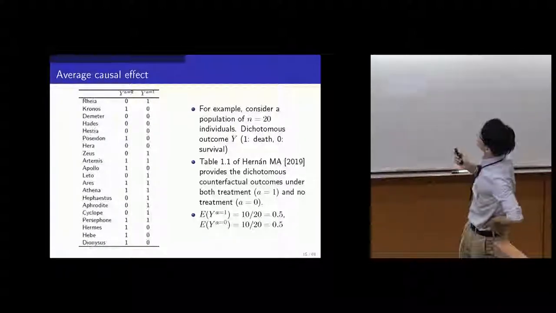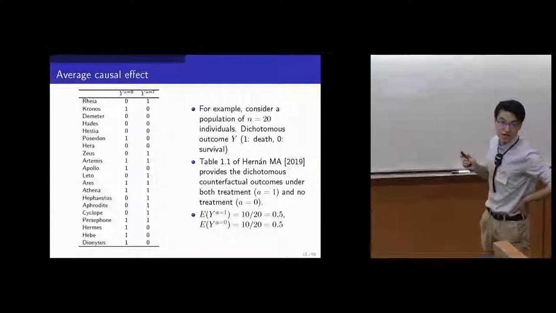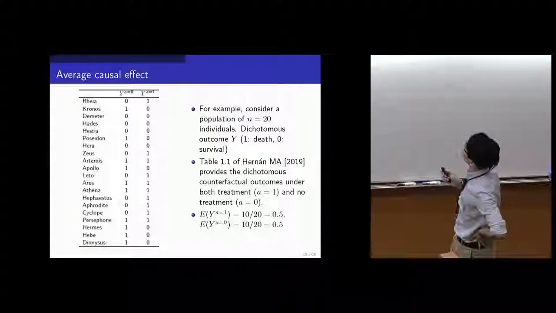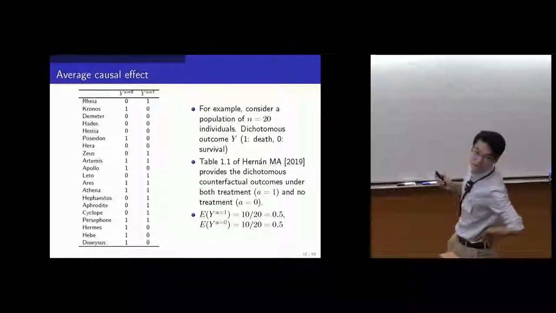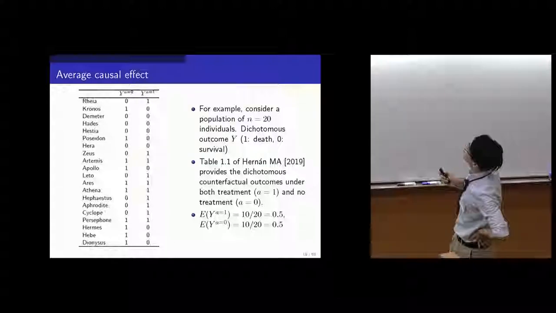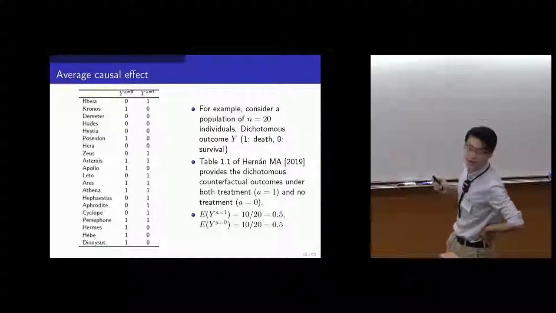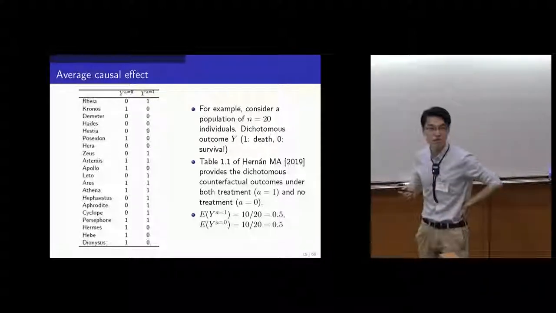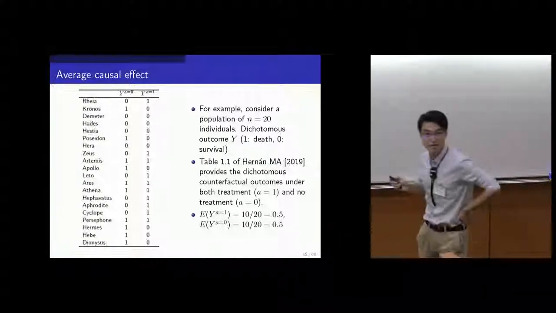So here I'm using expectation very loosely as just the average, right, in this population of 20 individuals. So we can see that the expected value of this potential outcome, right, is just, because it's a dichotomous variable, it's just the probability of this being 1, right? So it's just 10 divided by 20. And then here, similarly, we take the average of this variable, we will get 10 over 20 also, right? So in either case, we have 0.5, right?